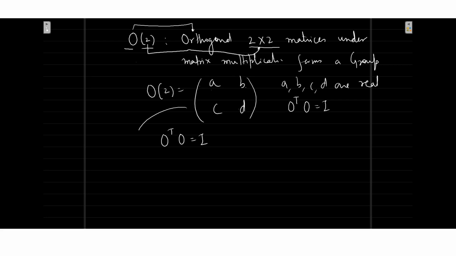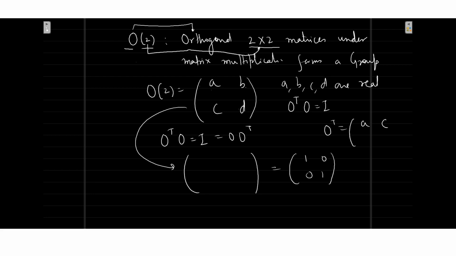Kindly bear with me. I will go a little bit longer, but I just want to wrap up this concept here. So O transpose O is equal to I, or O O transpose, whatever. What is O transpose? This will be A, C, B, D, right? It is as simple as that.